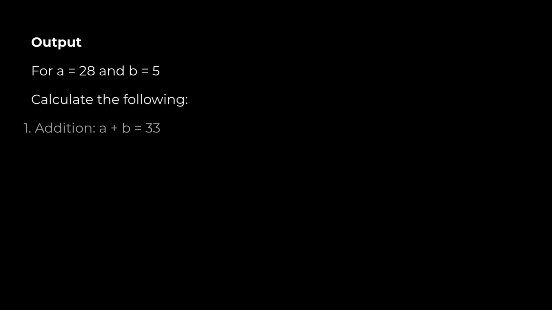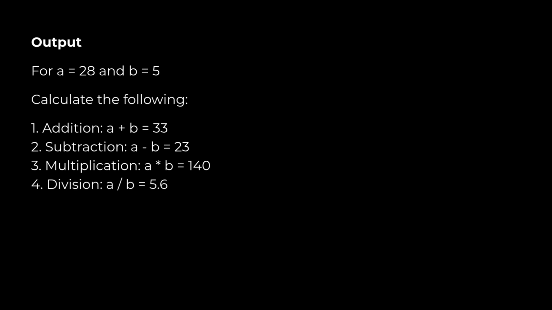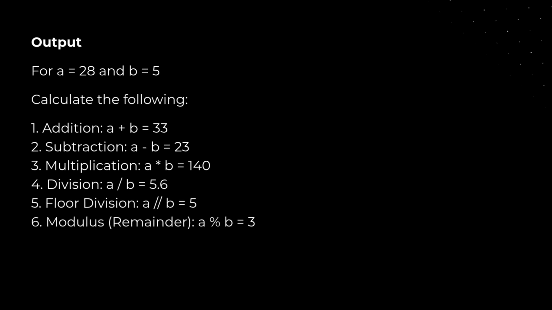Calculate the following. For addition, A + B is equal to 33. Subtraction, A - B is equal to 23. Multiplication, A * B is equal to 140. Division, A / B is equal to 5.6. Floor division, A // B is equal to 5. Modulus or remainder, A % B is equal to 3. Exponentiation, A ** B is equal to 17210368. Now let's see the comparison operators.